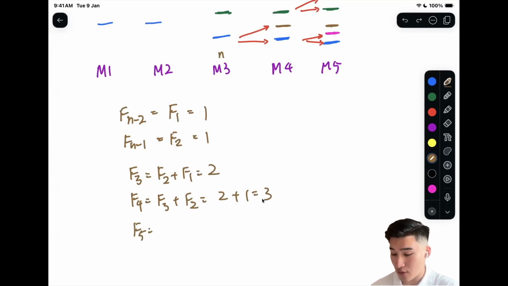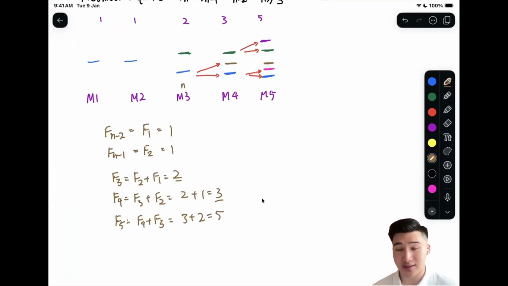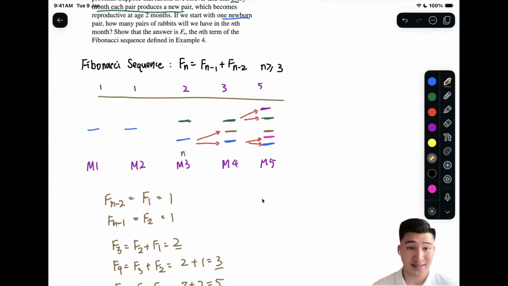F5, same thing as F4 plus F3. So F4 plus F3, we have 3 here, 2 here, 3 plus 2 is equal to 5, which is basically our Fibonacci sequence, and that's how we do it.